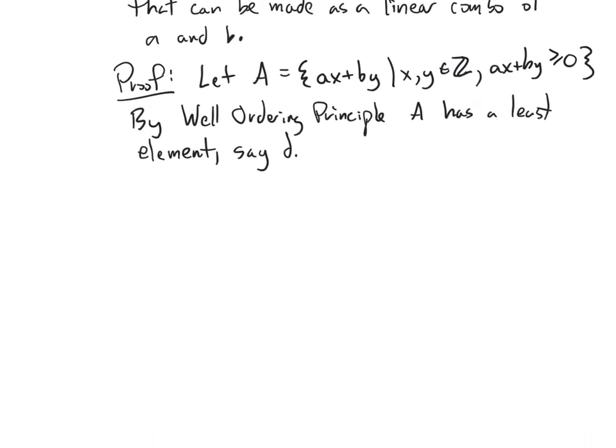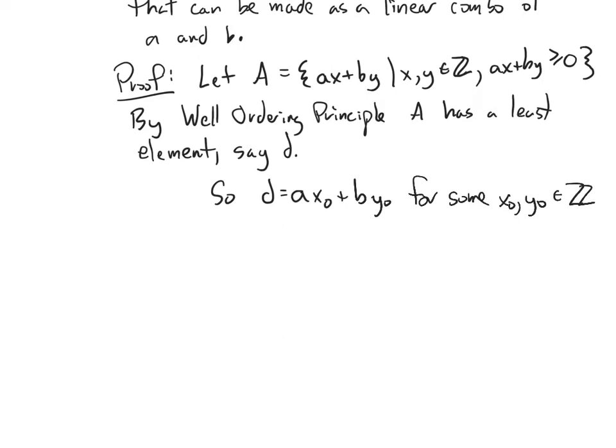So since we can write D as a linear combination, let's do it. Call it AX naught plus BY naught for some integers X naught and Y naught. We know it can be done because everything in the set A can be written as a linear combination, so we pick the least one and we call that D. And the X and the Y that make that happen, we'll pull from the integers and we'll call them X naught and Y naught.